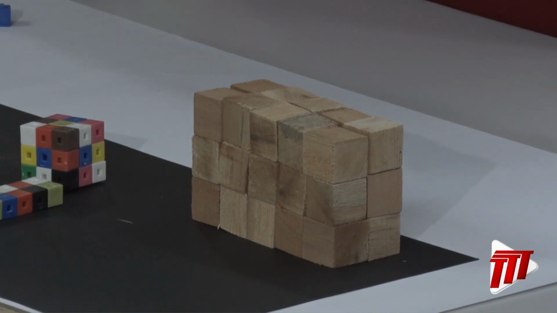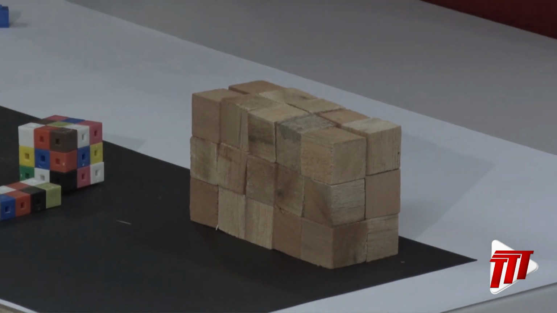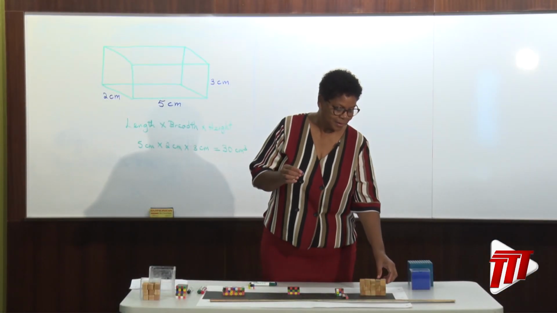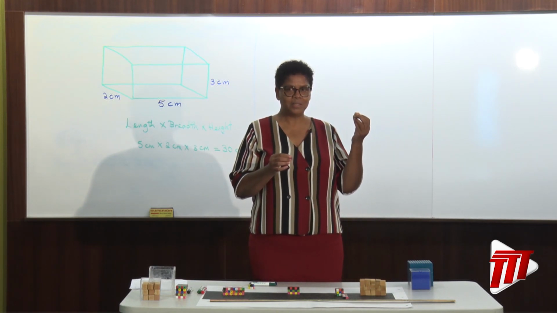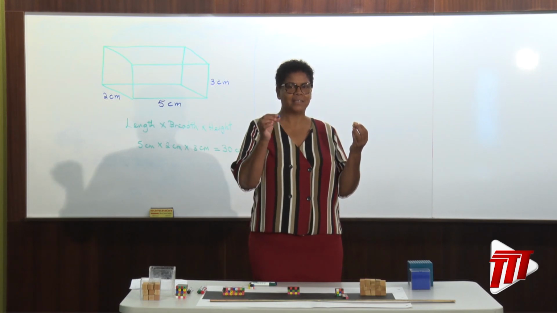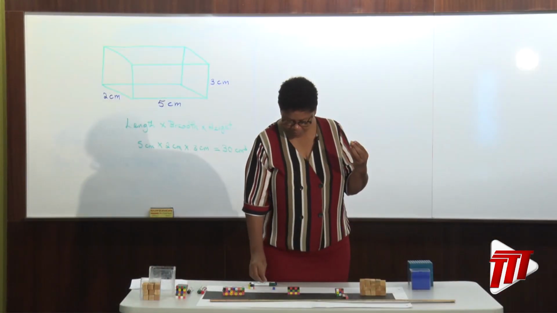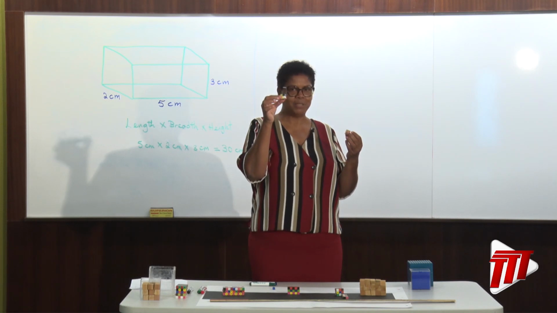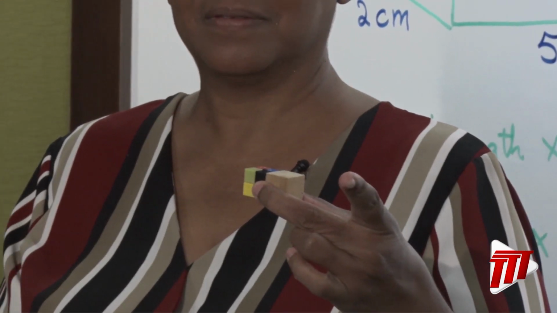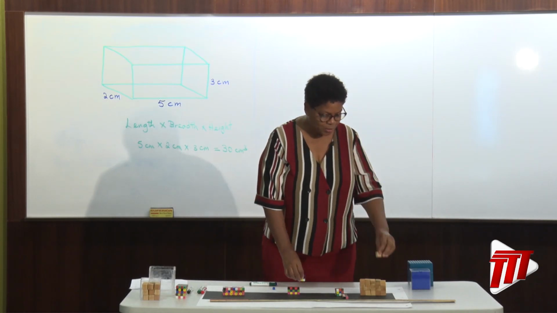If you look on the table, I have another cuboid, but it's made up of cubes that doesn't look like this one. As a matter of fact, it's larger. One of these cubes is not the same size as the 1 centimeter cube. It's really the size of the 2 centimeter cubes. So this cuboid is made up of 2 centimeter cubes.